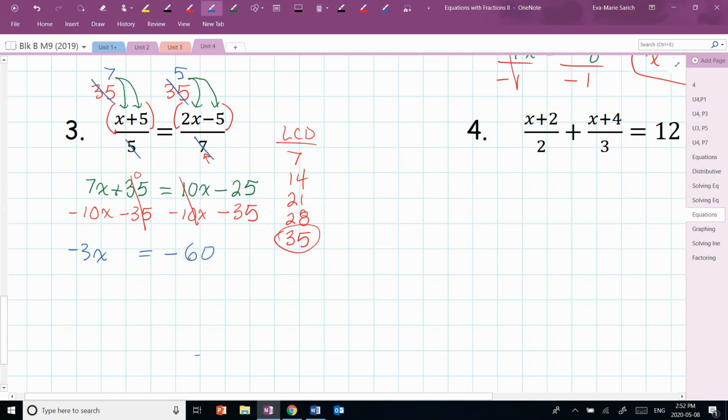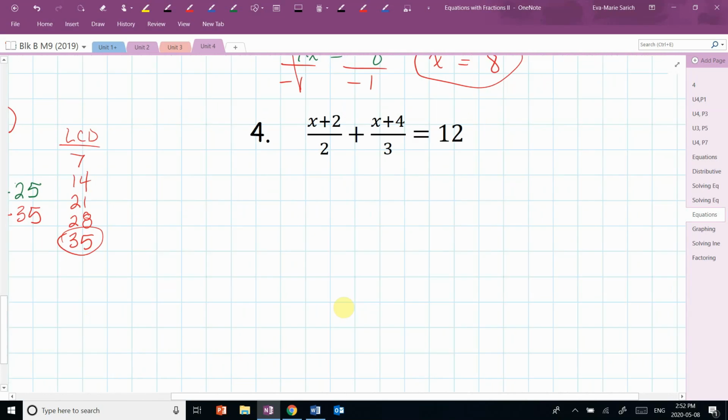Okay. Now, the next step is to get rid of the negative 3 timesing the x. So we're going to do the opposite, which is divide by negative 3. Do that on both sides, divide by negative 3. Negative 3 divides by negative 3 to give you 1x. And that means x is all by itself. And then a negative divided by a negative is a positive, and 60 divided by 3 is 20. We solved it.